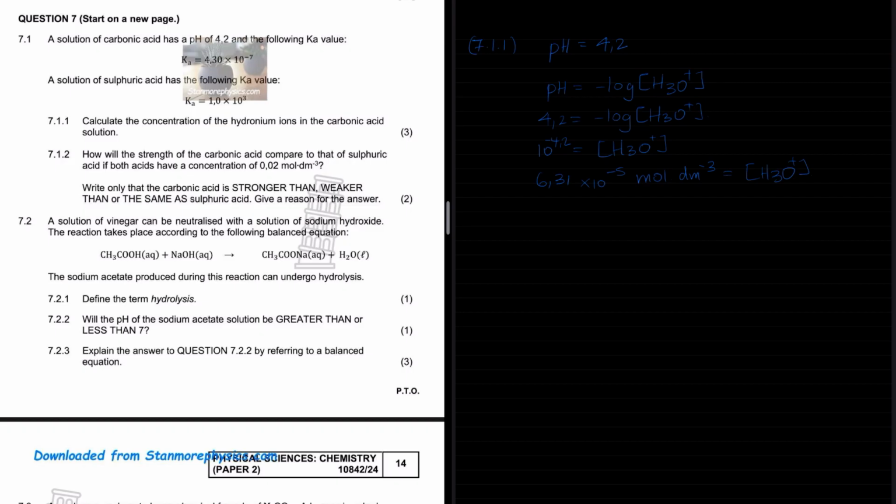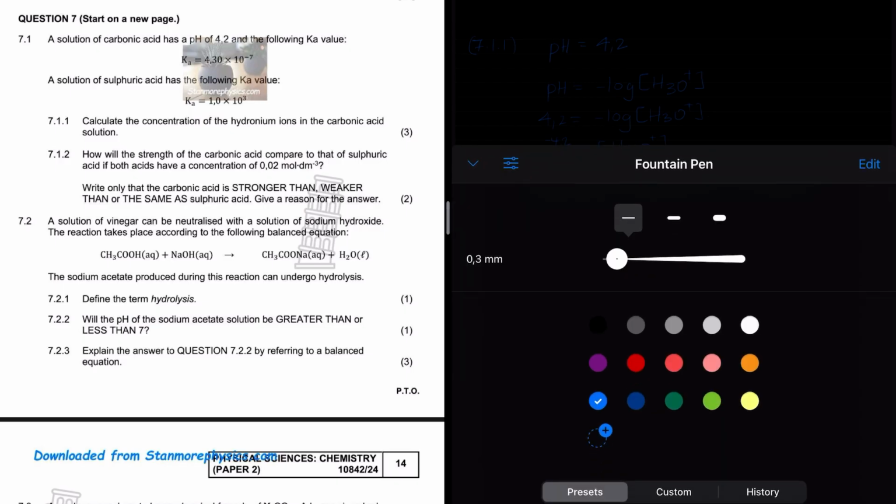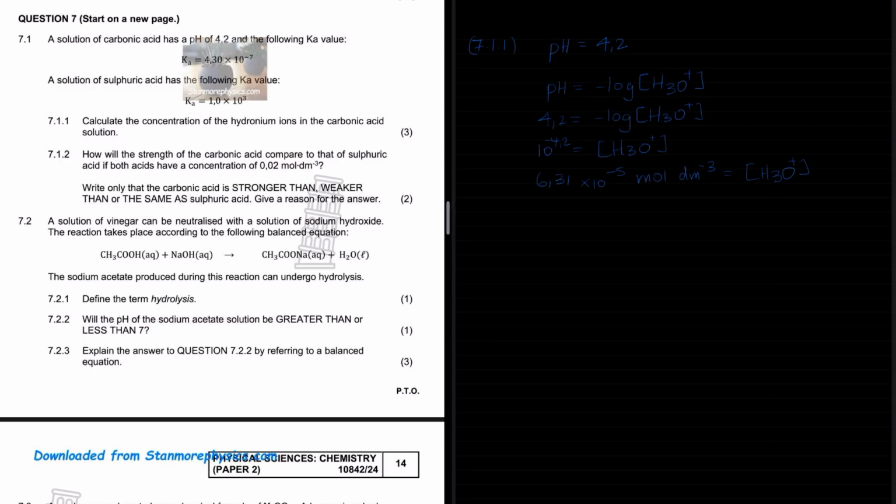Question 7.1.2 reads, how will the strength of the carbonic acid compare to that of sulfuric acid if both acids have a concentration of 0,02? So they want us to compare carbonic acid to sulfuric acid.